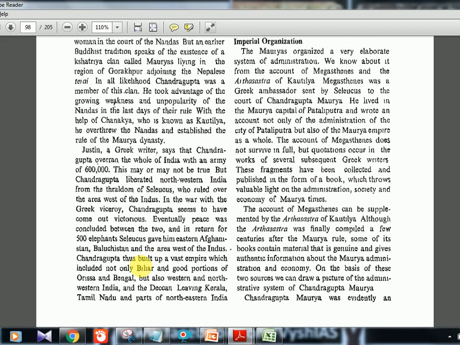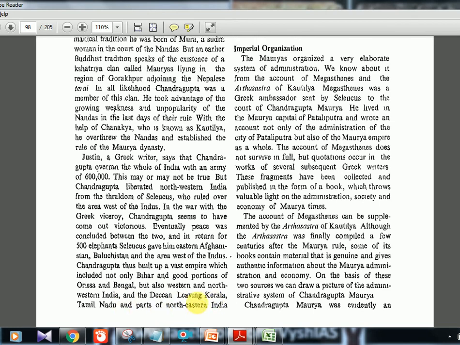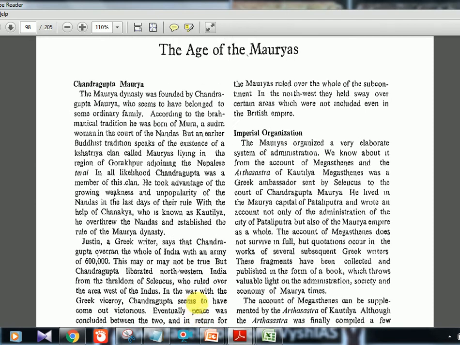Chandragupta thus built up a vast empire which included not only Bihar and good portions of Orissa and Bengal, but also western and northwestern India and the Deccan, leaving out Kerala, Tamil Nadu and parts of northeastern India. So Kerala and Tamil Nadu are in the south of India, and with the northeastern regions, almost the entire country was under the rule of Chandragupta. Such a vast empire, they are telling. We are not sure, but that is what the historians are claiming.